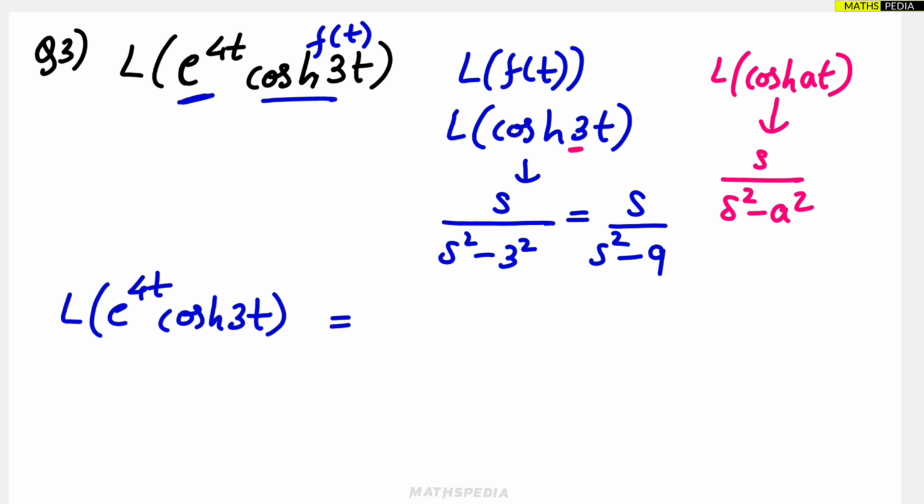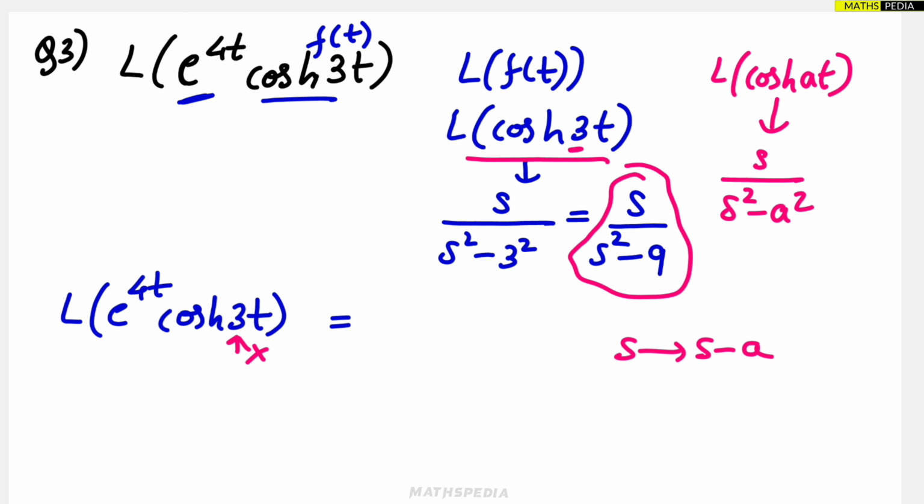So the thing will change. What will change? S has to be changed. Now here s has to be changed into s minus a. So which a we have to take? Not this a. Remember, we should not take the a from cos h 3t. Leave that thing. Only the e power at form, e power at, this a has to be considered. So it is nothing but 4 here.